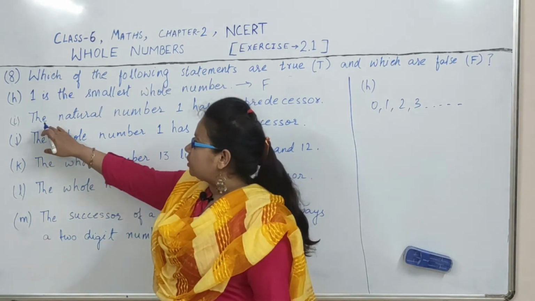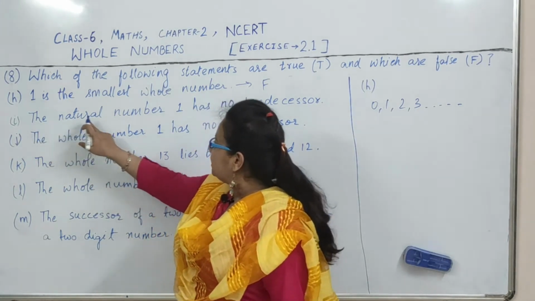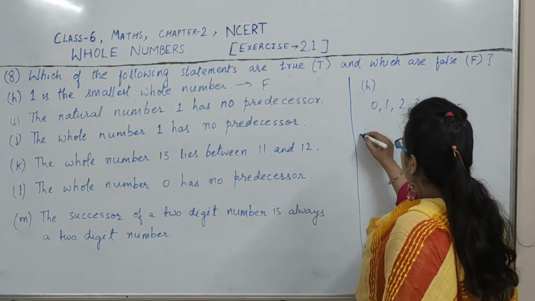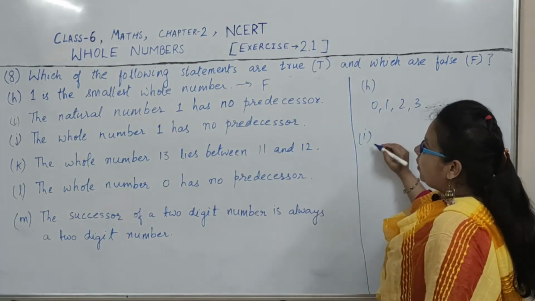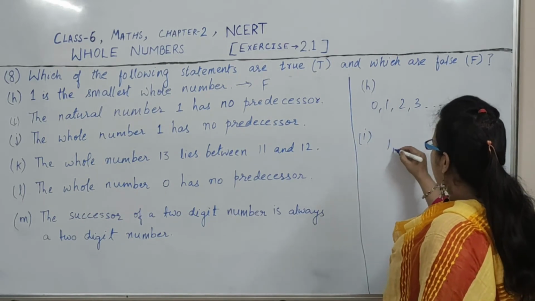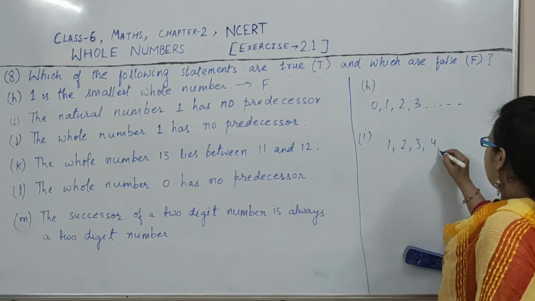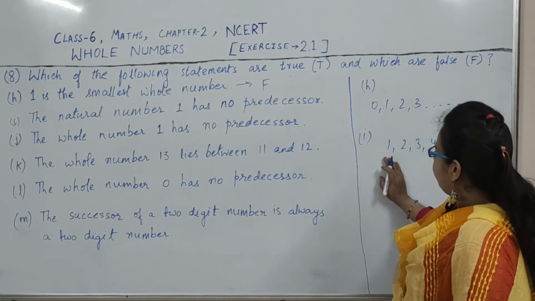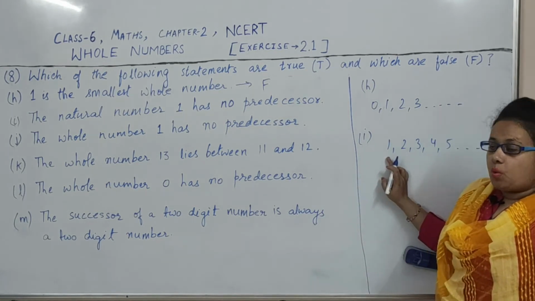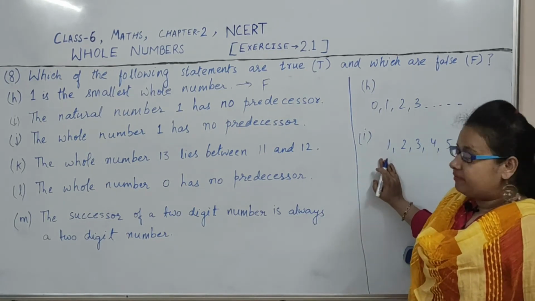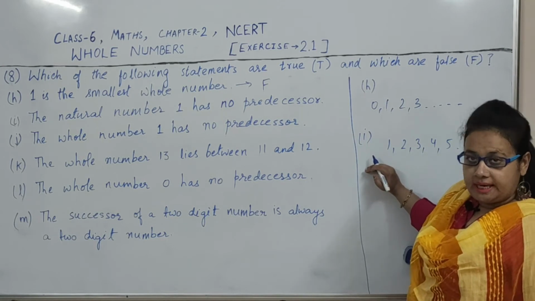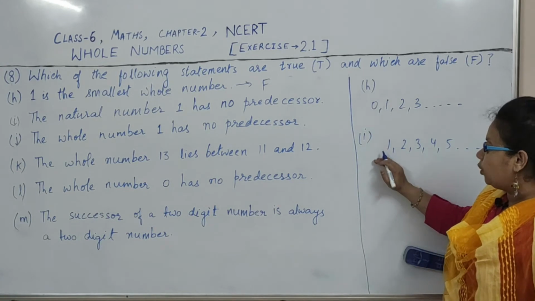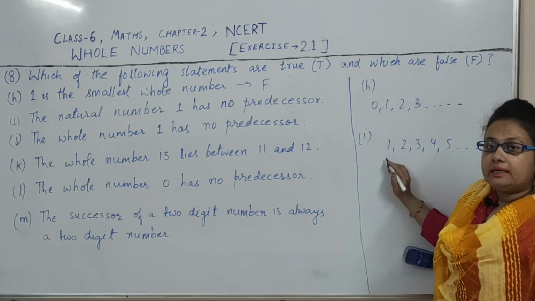Now let us see the next question. This is question number I. The natural number 1 has no predecessor. What are natural numbers? 1, 2, 3, 4, 5 and so on are natural numbers. Okay, so 1 is the smallest natural number. Is there any natural number which comes before 1? No, there is no natural number which comes before 1. So there will be no predecessor of 1 in natural numbers.